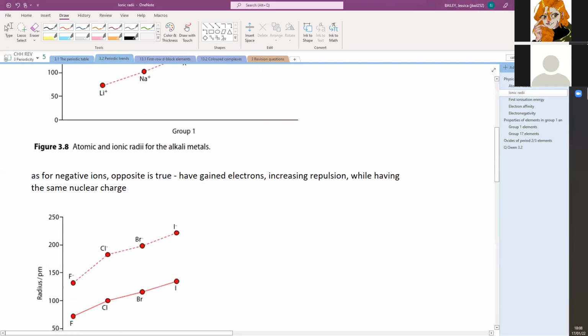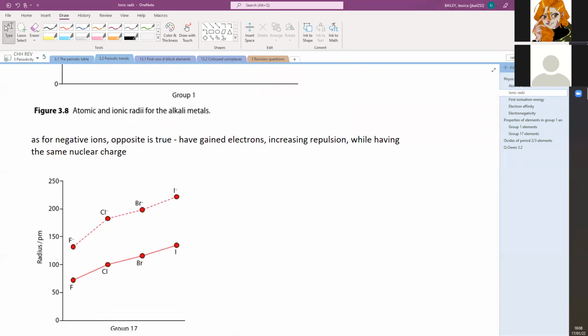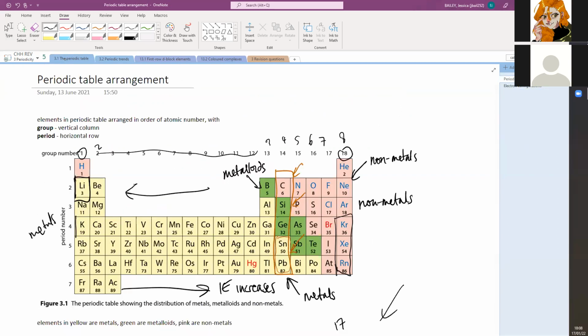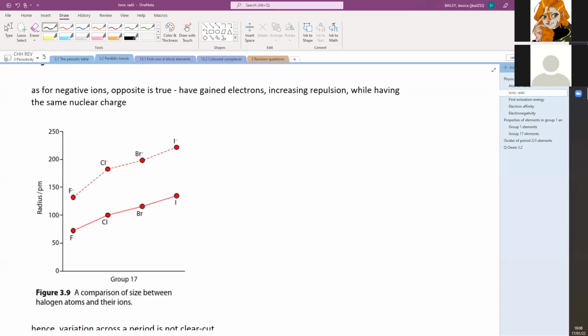And as for negative ions, the opposite is true, because say I'm fluorine, and fluorine has a +7 charge. Yeah, okay. So fluorine's here, it's got a 7+ charge, and so it's got all of these full.